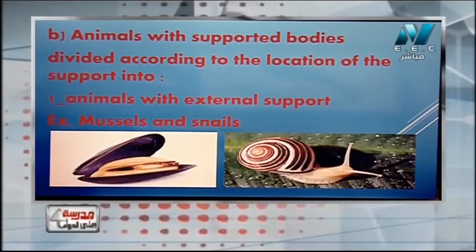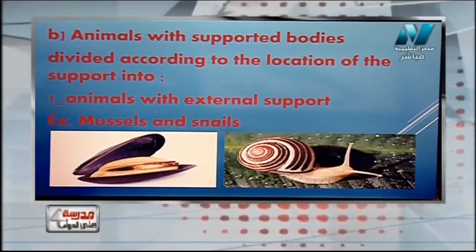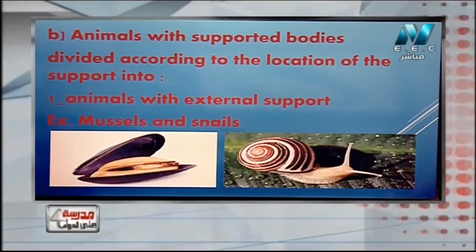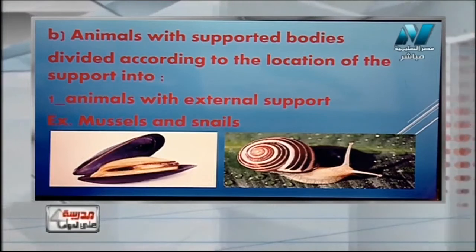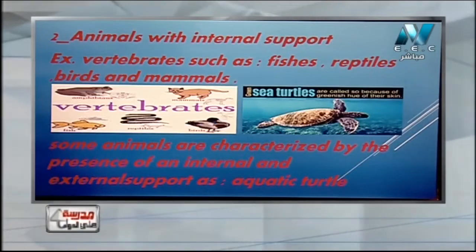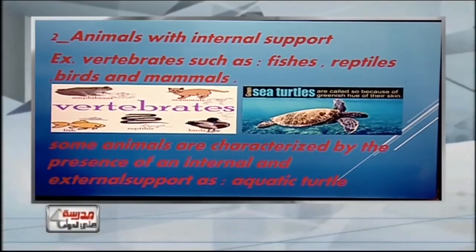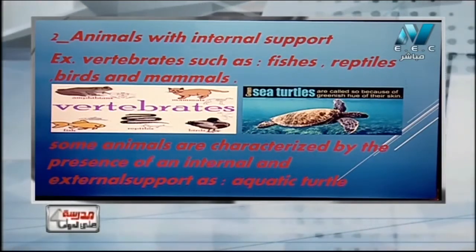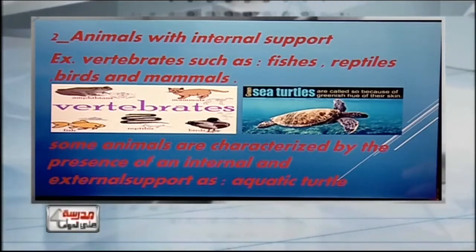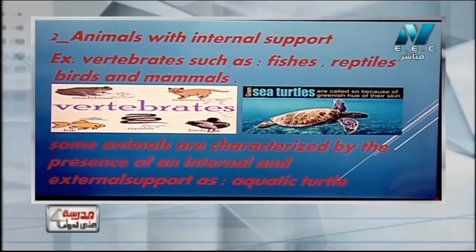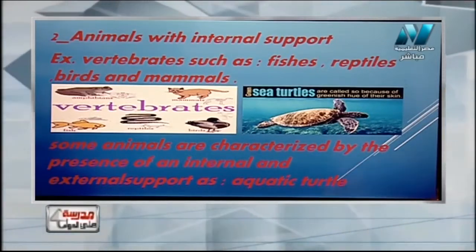Number 2, or number B, animals with supported body, divided according to the location of support into number 1, animals with external support, bones from outside the body, not inside the body, as mussels and snails. Number 2, animals with internal support, their bones inside, like vertebrates such as fishes, reptiles, birds, mammals, and even human. Human has bones, vertebral column. He has bones inside his body. Some animals are characterized by presence of internal and external support together, as aquatic turtle, as you see, my dear student.